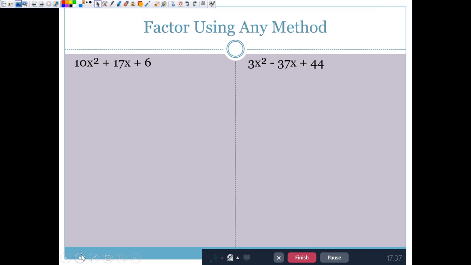So these we can use any method of factoring. I'm going to show the fraction method on the first one, and then I'll let you guys pick. I'd like to show you guys what happens if we don't reduce and it doesn't equal 1.